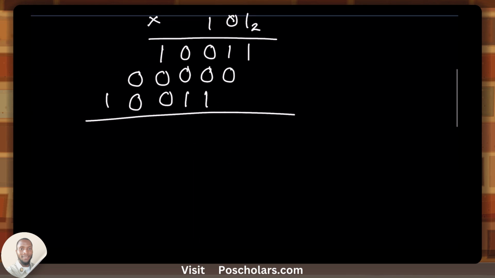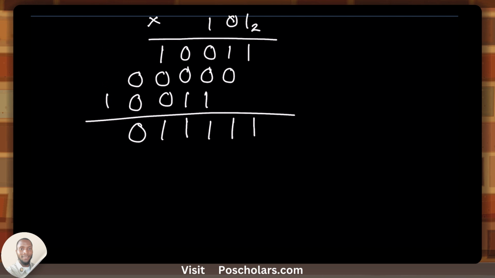Now we add up. So you have 1 plus nothing, 1. 1 plus 0, 1. 0 plus 0 plus 1, 1. 1 plus 0 plus 0, 1. 0 plus 0, 0. 1 plus nothing, 1. And this is the final answer in base 2. Next, moving on to question 3.